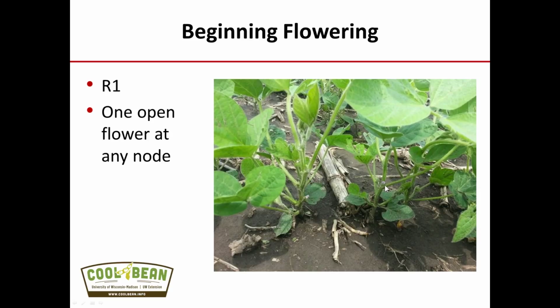So realistically, to call a soybean field R1, and from this point forward, it's when 50% of all the plants in that field have that same growth stage. So again, if 50% of the plants have one open flower, that's when you would identify that field as being at the R1 growth stage.